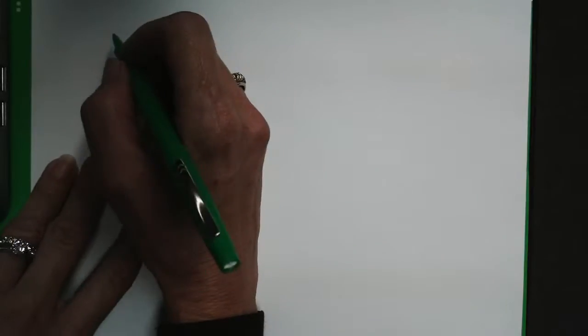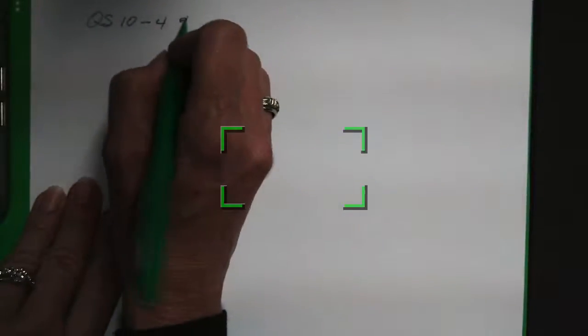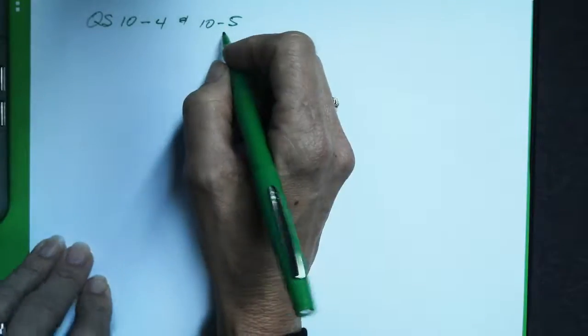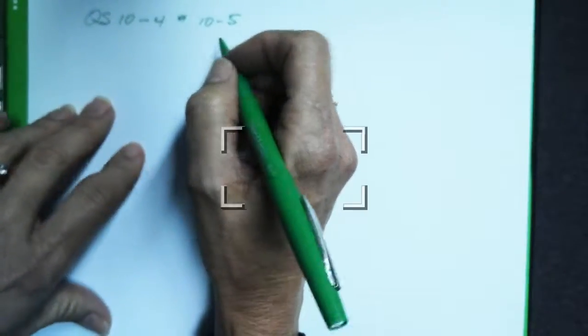Today we are going to be working Quick Study 10-4 and 10-5 on page 465 and 466 of your Wild accounting text.